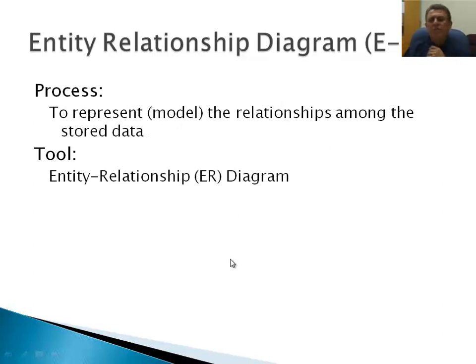Entity relationship diagram. That is really used for designing systems like databases, where you have to establish relationships between the tables and between the data, so you know how to store them and how to find them later on. The process is to represent a model of the relationships among the stored data. The tool is the entity relationship diagram. We'll do some examples.